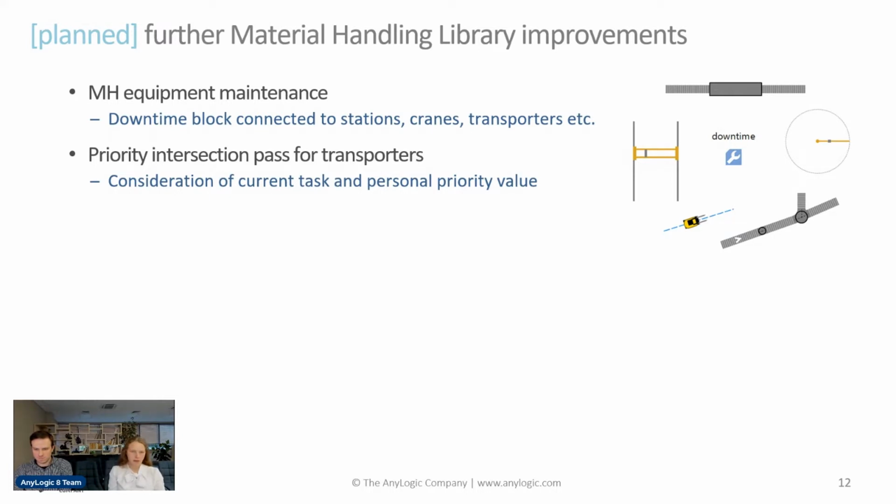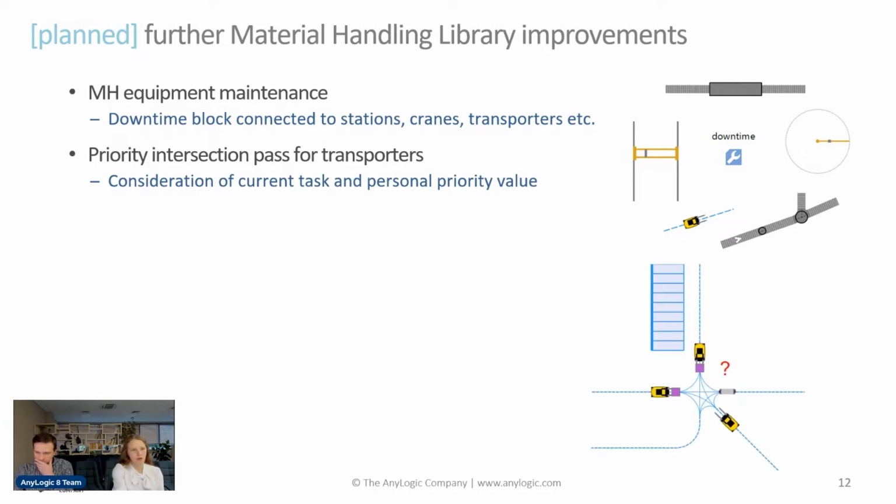The second feature that we want to add is the priority path of intersections for path-guided transporters. We got these questions from our clients, so we want to fulfill their needs. And here we have such a problem.